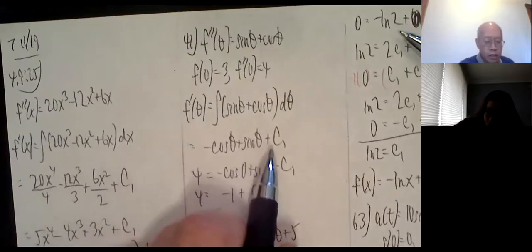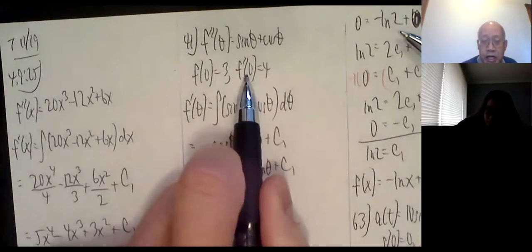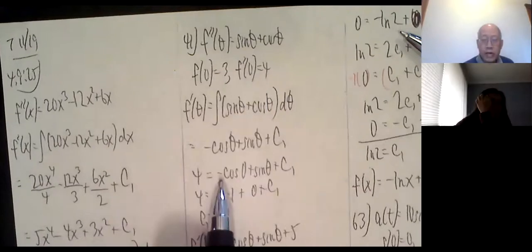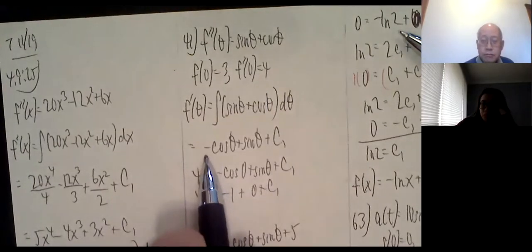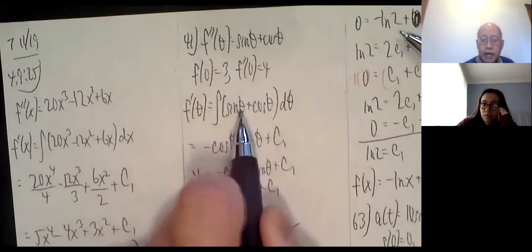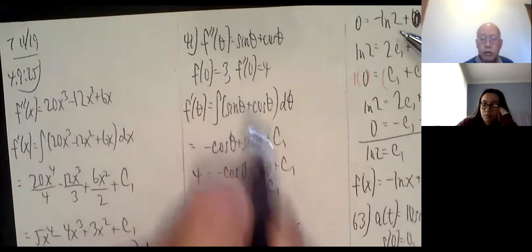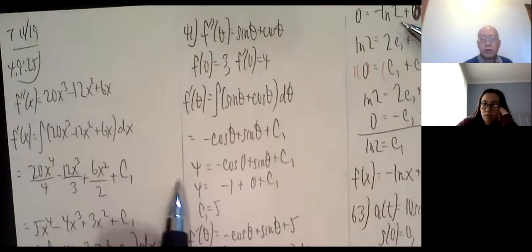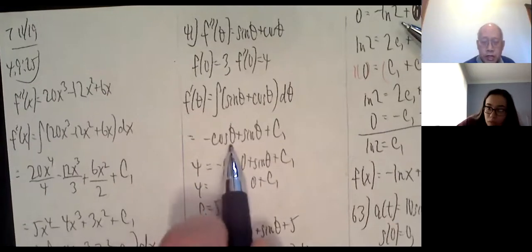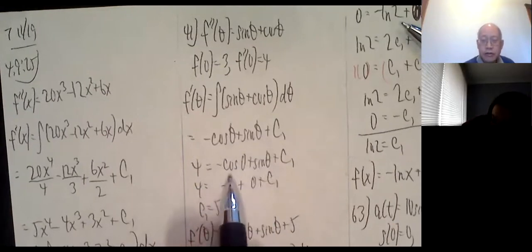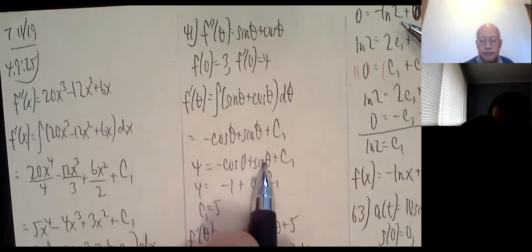How do I find C1? I use this information. F prime of 0 is 4. Okay, I'm at the level of F prime. So when I plug in 0 for theta, the result is 4. The y value is the word. So 4 is equal to, plug in 0 here, plug in 0 here. Negative cosine 0 plus sine of, that should be 0 actually.